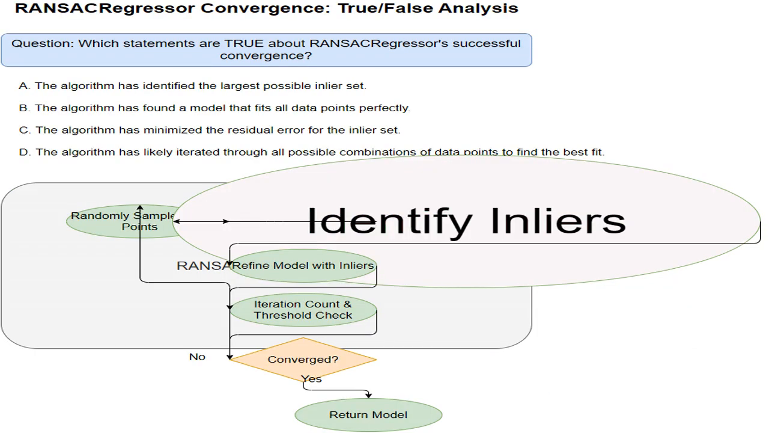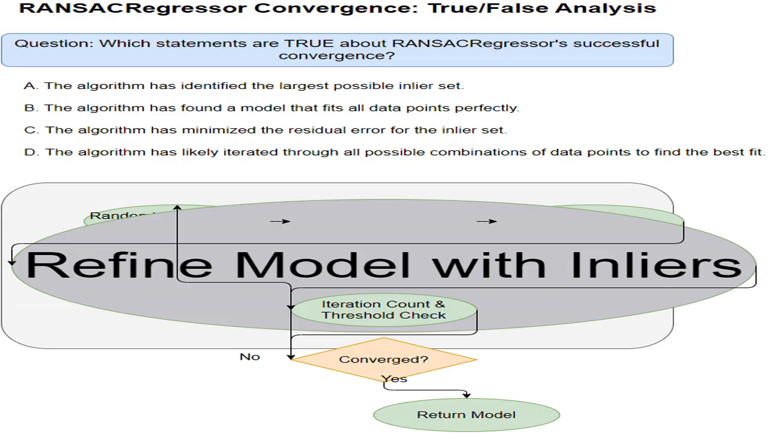I check if I've reached a predefined number of iterations or if the model is good enough, based on a threshold, or a tolerance level for the error. Think of this as setting a limit on how many times you try a recipe before giving up. I decide whether I am satisfied with the current model. If I have met my iteration or quality criteria, I've converged. The process stops. If not, I go back to randomly sampling again.